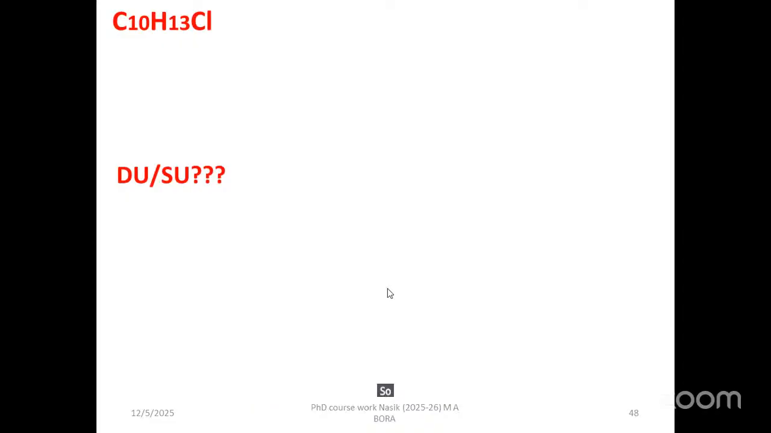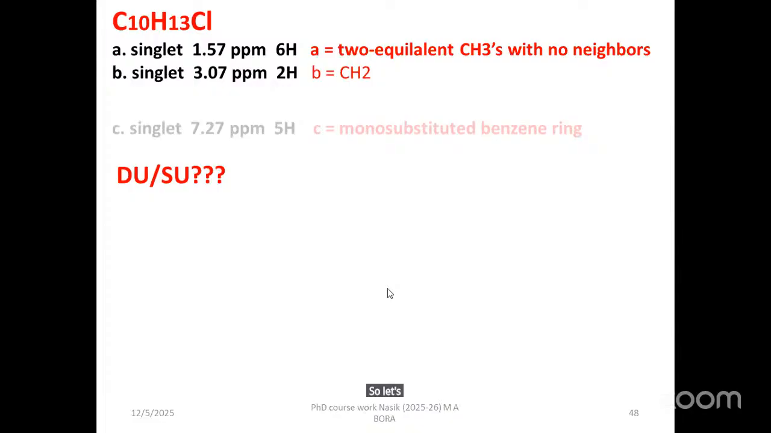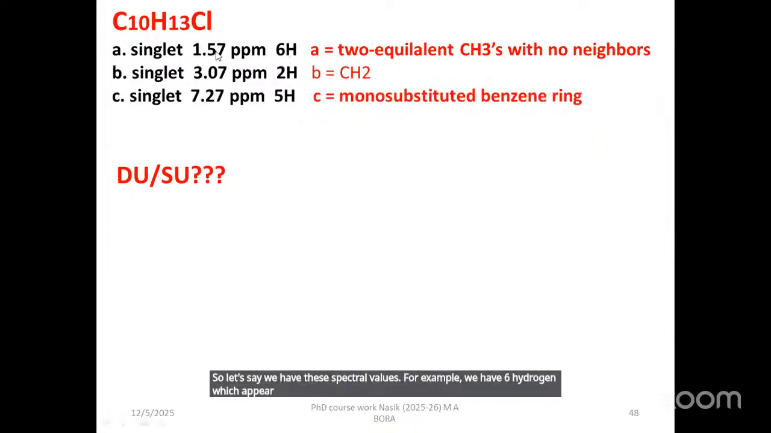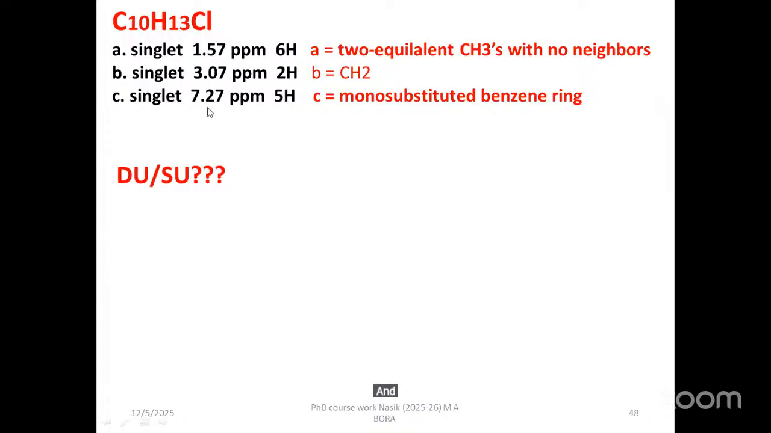So, in case you have the molecular formula, you can always predict the structure of the molecule if you know the spectral values. Okay, so let's say we have the spectral values. For example, we have 6 hydrogens which appear as a singlet at 1.57, then another 2 hydrogen peak is there which again appears as a singlet at 3.07, and there are 5 hydrogens at 7.27. 7.27 indicates they are aromatic protons. 5 hydrogens says that it is a monosubstituted benzene ring.